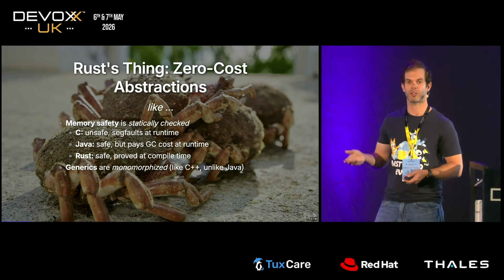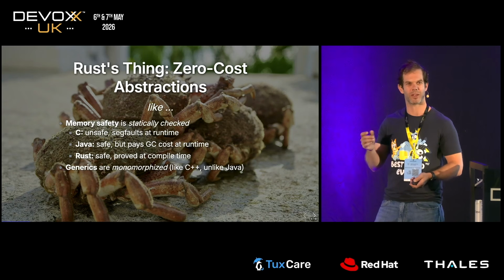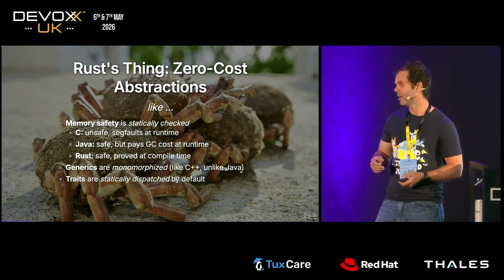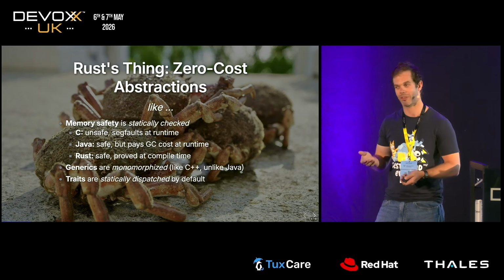Like in Java, we do type erasure for generics. This has some runtime dispatch cost. In Rust, it's more like C++. The compiler's effectively copy-pasting the generics code. Traits, which are interfaces in Rust, these have static dispatch by default, which means you don't have to jump through vtables at runtime. A very small cost in most domains, but one that Rust wouldn't accept because it adds cost.